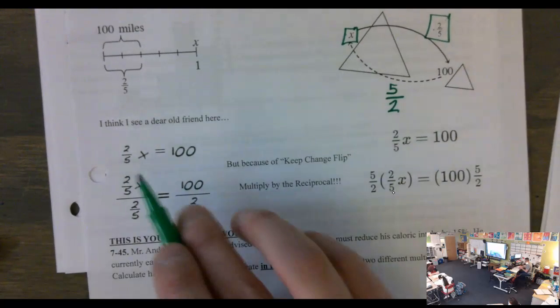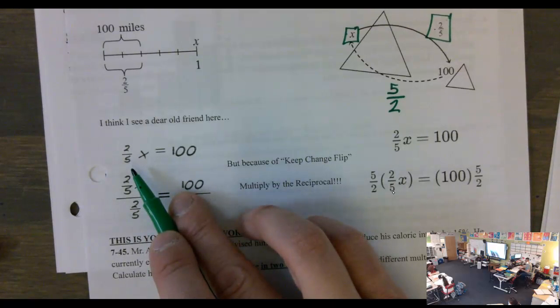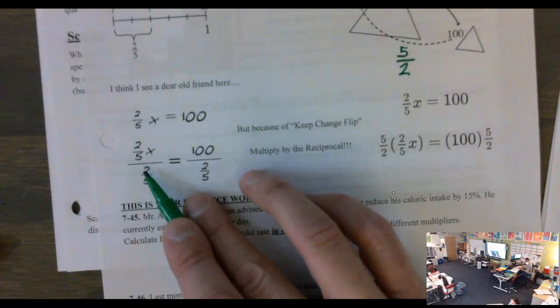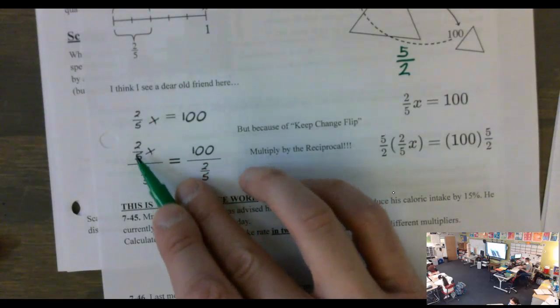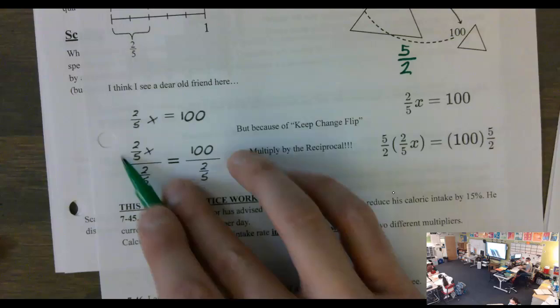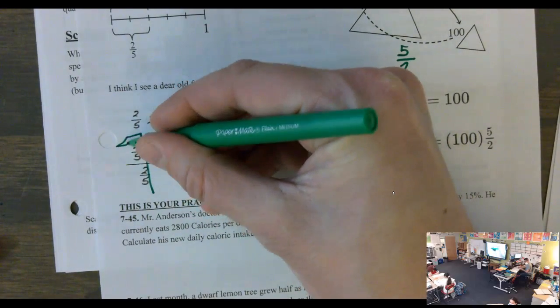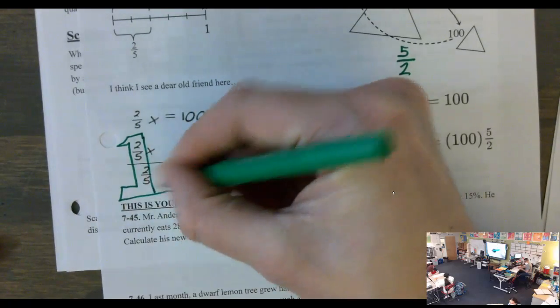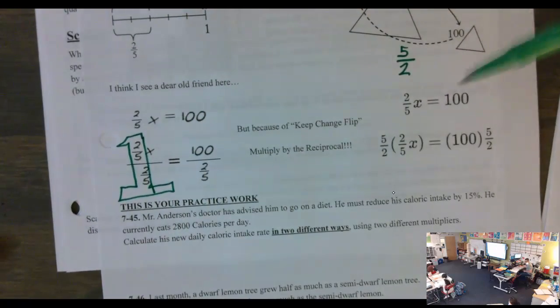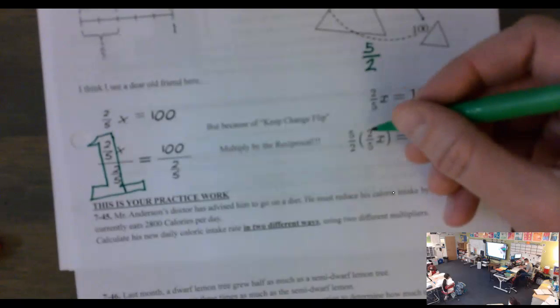But I don't want 2/5 to be here. I want to get rid of it. So if I divide a number by itself, what do we get when we divide a number by itself? You know it, you love it. The giant one, which also is over here.